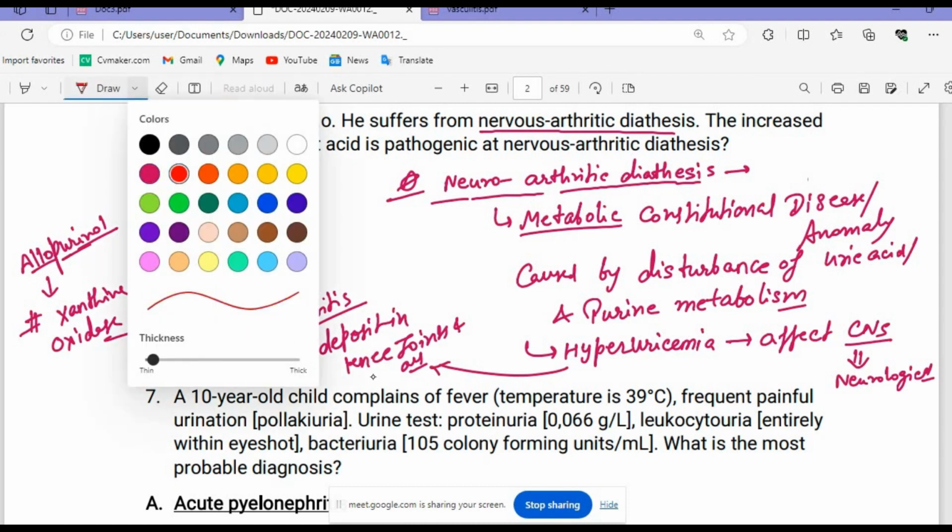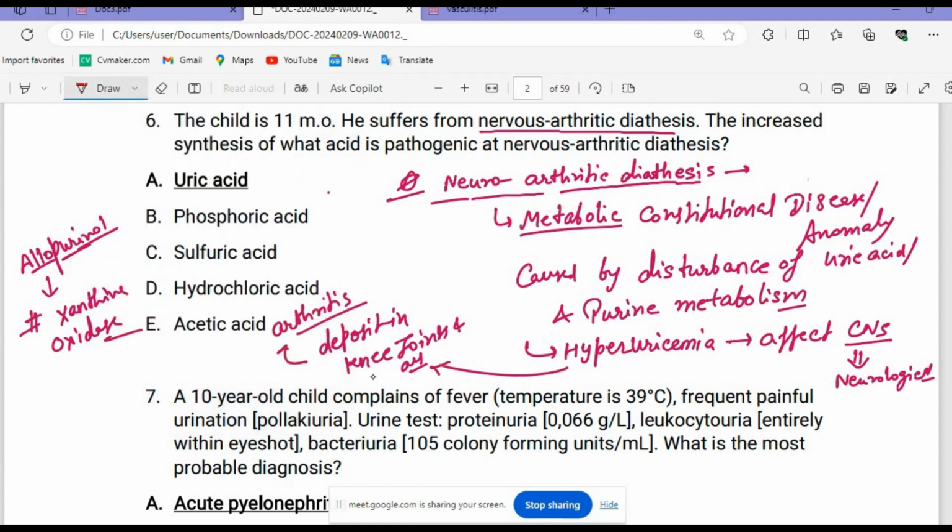You just need to remember the uric acid. For this type of question, for whatever topics you need explanations, I will give the full explanation. Whatever topics you need to remember, if I say remember these things, you don't need to remember much more, like phosphoric acid, sulfuric acid, hydrochloric acid. Medicine is an ocean, so just be limited.